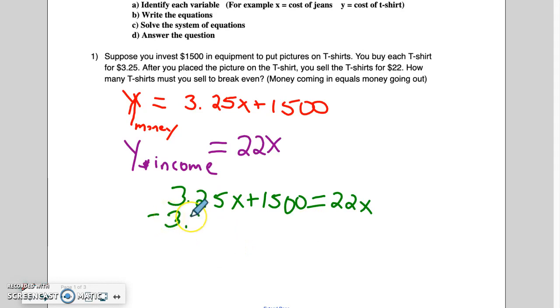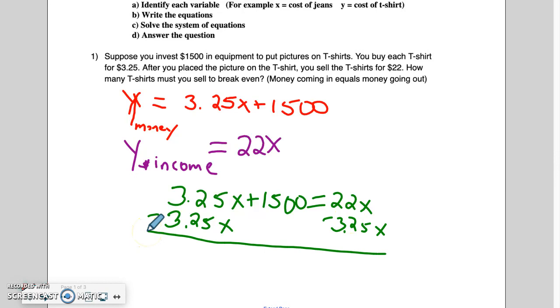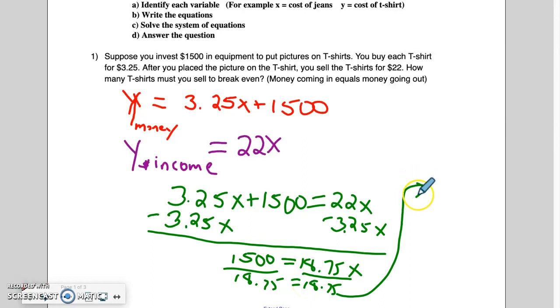So then this is just subtracting 3.25x from both sides. You get 1,500 equals 18.75x. Divide both sides by 18.75. And then my answer is going to be, I think it's 80. 80 equals x. So 80 t-shirts. I need to sell 80 t-shirts.